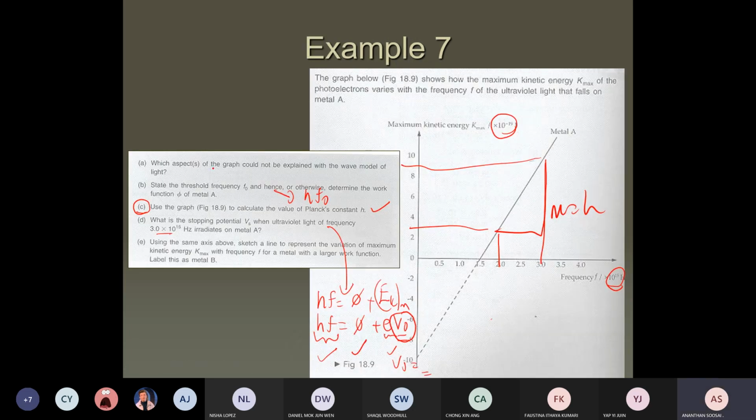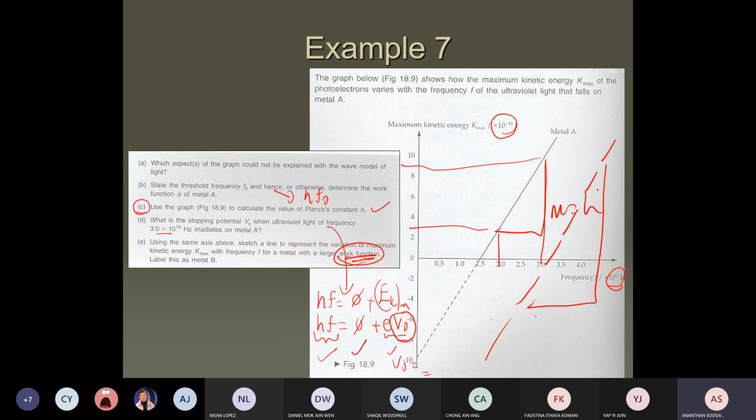Okay, E. Using the same axis above, sketch a line to represent the variation of maximum kinetic energy with frequency for a metal with a larger work function. Larger work function means how will the graph change? Is it going to shift to the right or to the left? Guys, I need your feedback. Larger work function means shift to the right. Very good. The graph just shifts to the right without changing the gradient. The gradient is still the Planck constant, so don't change it.